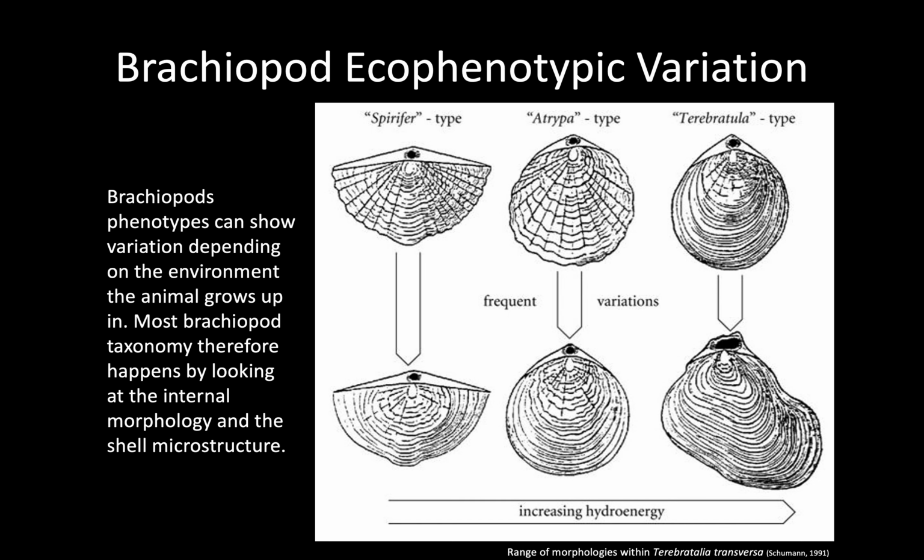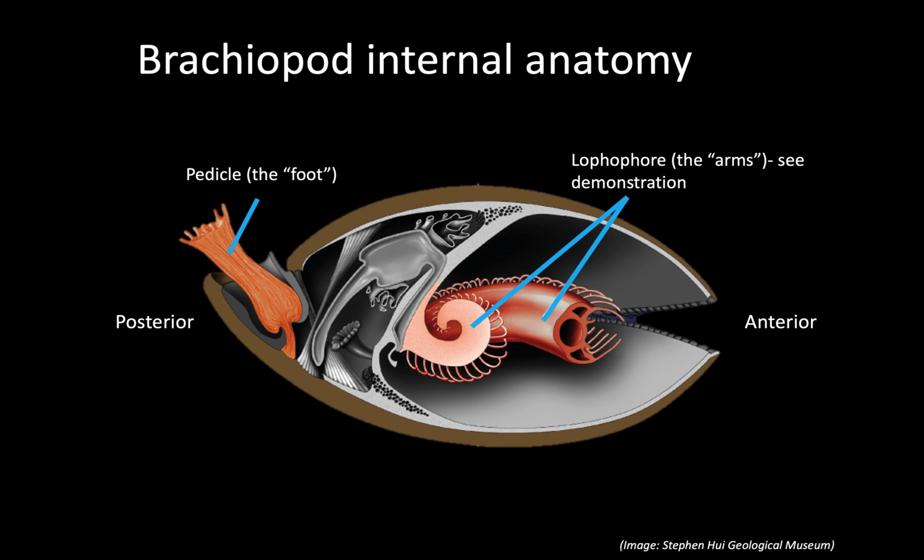We learned this on our Critters 1 assignment, where corals are really great at ecophenotypic variation. Many organisms are. What this means is that Brachiopod taxonomy, identifying the species, will have to look at the internal morphology and the shell microstructure. For our purposes, though, the majority of what we're looking at are pretty easy to define species. So here's what our internal anatomy looks like.